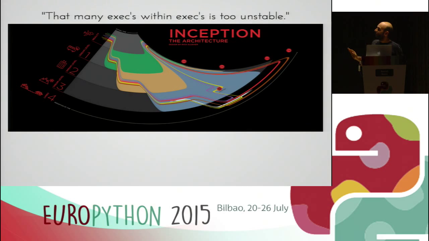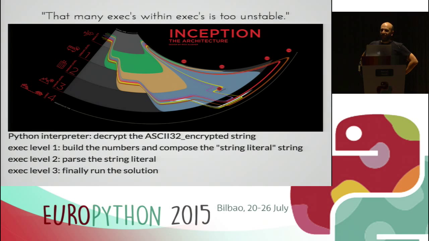Now, very fast. This is exactly like Inception, as a matter of fact. And are that many execs within execs within execs too unstable? No, actually, it does work. It's a lot of work to build the solution because you have a lot of tricky cases. But we have more or less the same structure as in Inception. Reality in the movie is our Python interpreter. And there we pass a string, and the main work that we do is that we decrypt the ASCII 32 encrypted string. Then we exec it.